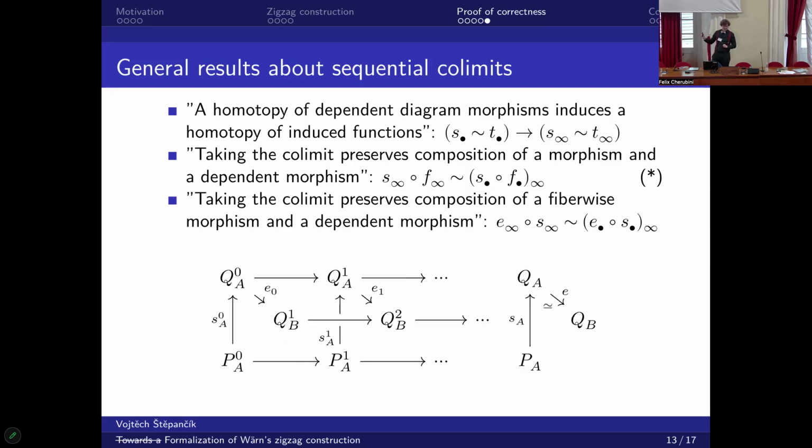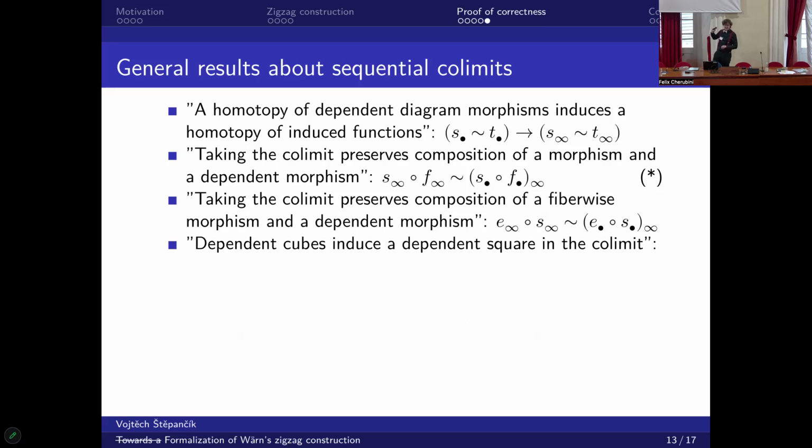Then we have a similar thing, which says that taking the colimit preserves composition of a regular morphism and a fiberwise morphism. So the composite on the left induces the composite on the right. And this one actually goes through as stated, so that's nice. And gluing it all together, we get this theorem that says that dependent cubes induce a dependent square on the colimit. What does that mean?